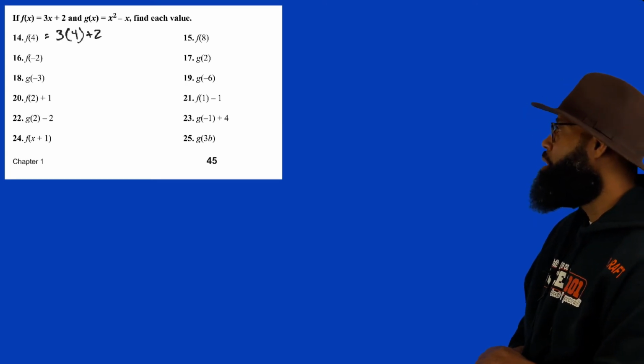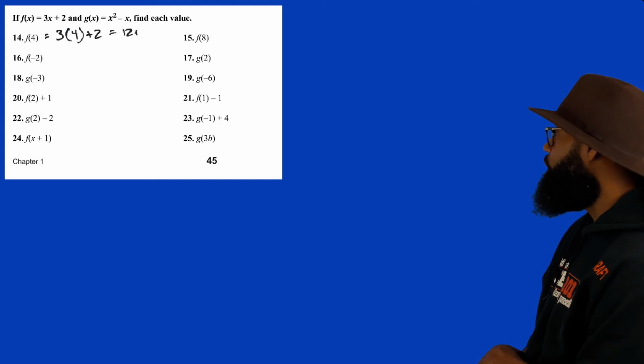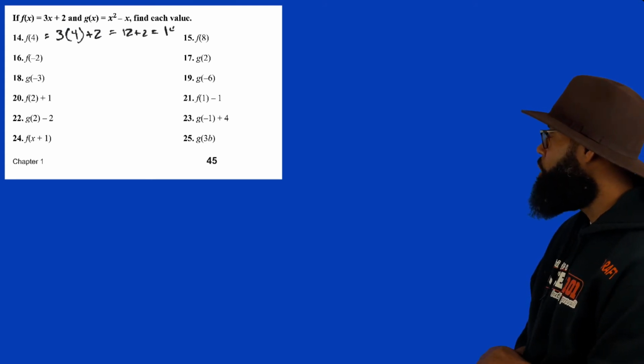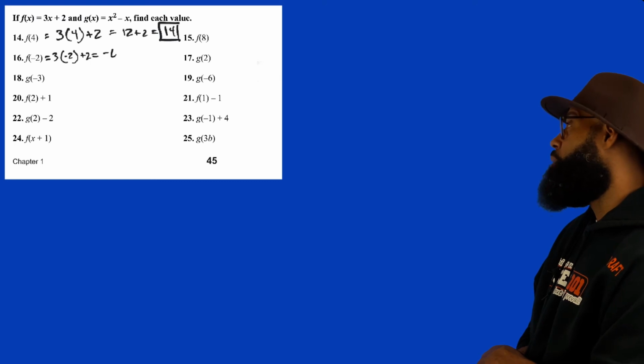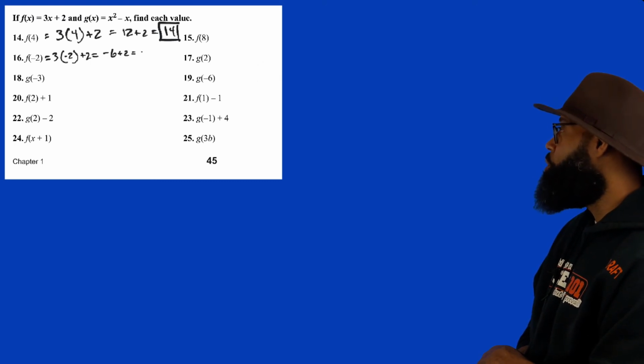Now here's what's really going on. We're going to plug into the function. So if f of x is equal to 3x plus 2, okay, we're going to find f of 4. But where I see x inside of that function, I'm going to plug in 4. So 3x becomes 3 times 4. And of course, 3 times 4 is 12. 12 plus 2 is 14. So for 16, f of -2. So again, f of x is 3x plus 2. So I'm going to say f of -2 will be 3 times -2 plus 2, which will give me -6 plus 2, which is -4.